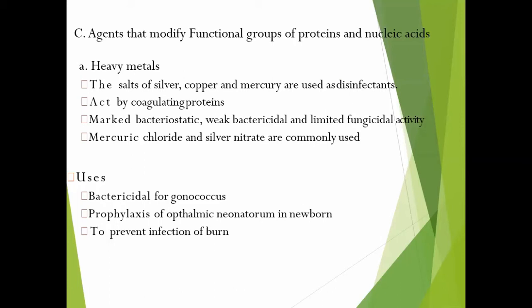So if you want to summarize, the heavy metals are silver, copper, and mercury, which are widely used, and they work by coagulating protein. They are markedly bacteriostatic and weakly bactericidal. Okay, it is used as a bactericidal for gonococcus, for prophylaxis of ophthalmia neonatorum in newborns, and to prevent infection of burns.